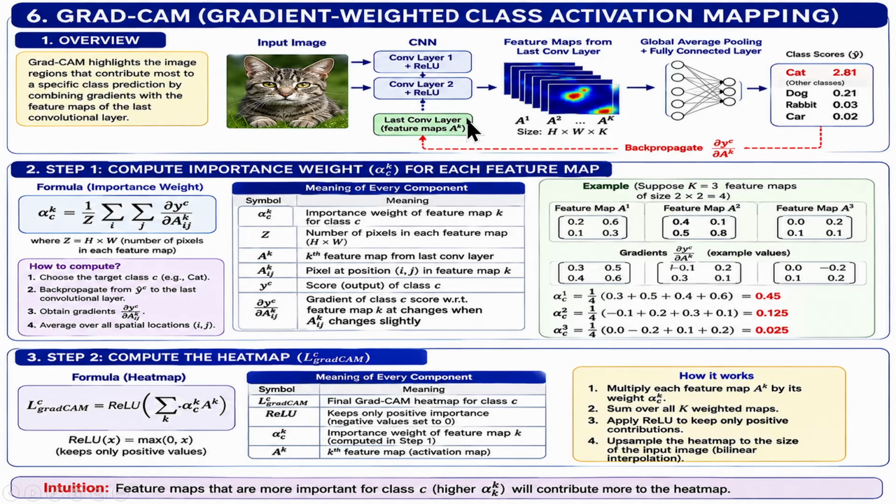Here let us say if we use K kernels, we get K number of feature maps, A1, A2 up to AK. Once we obtain the class score, we backpropagate the class score which is YC, and we obtain the gradients with respect to the feature maps of the last convolutional layer. You see how we are evolving.